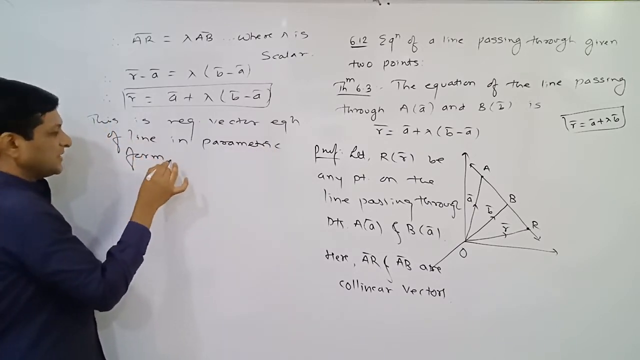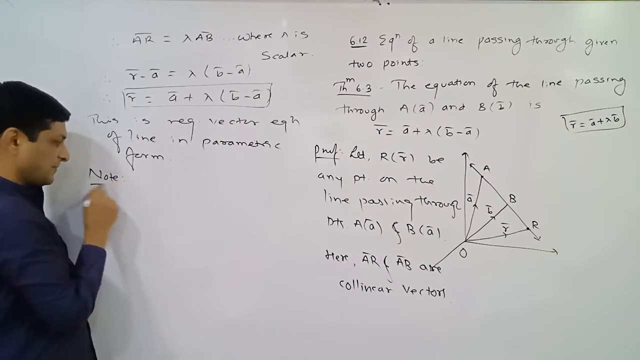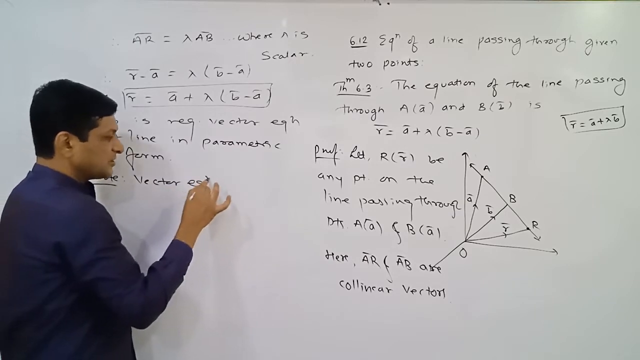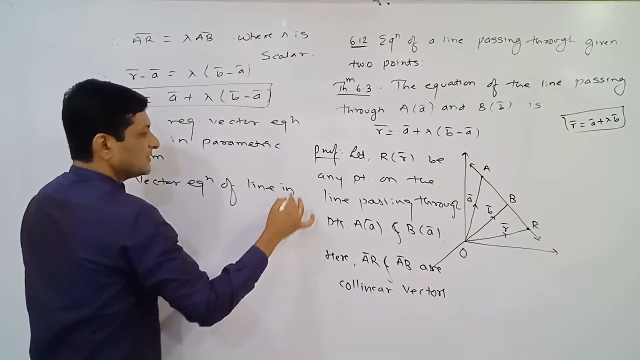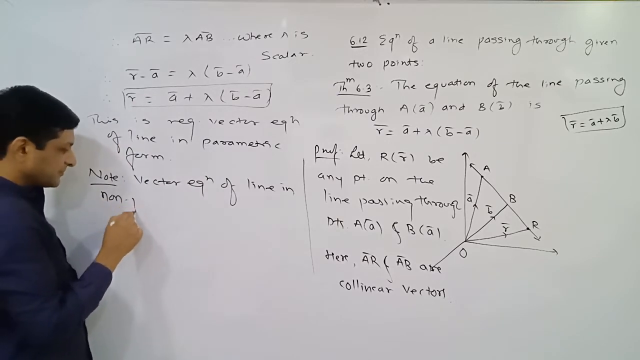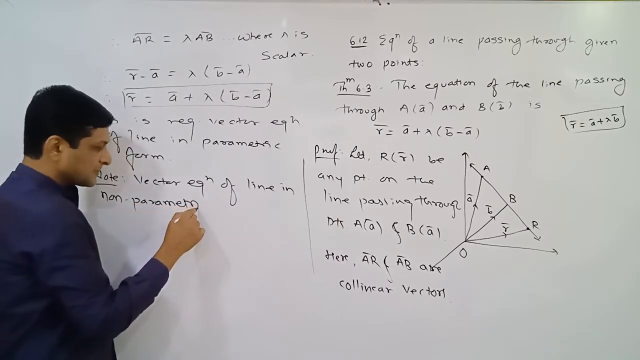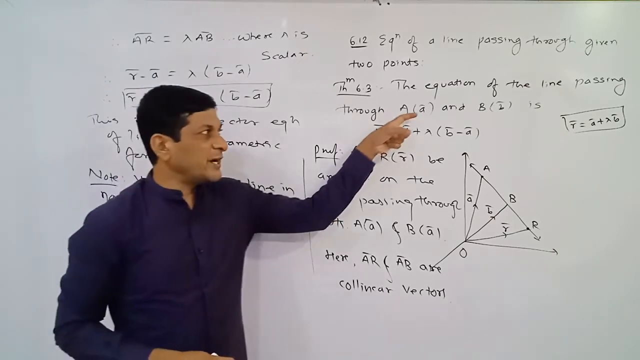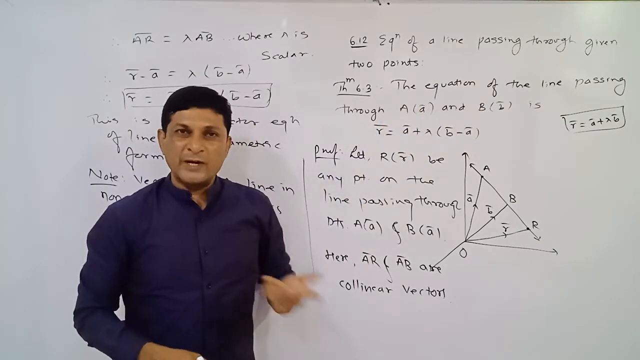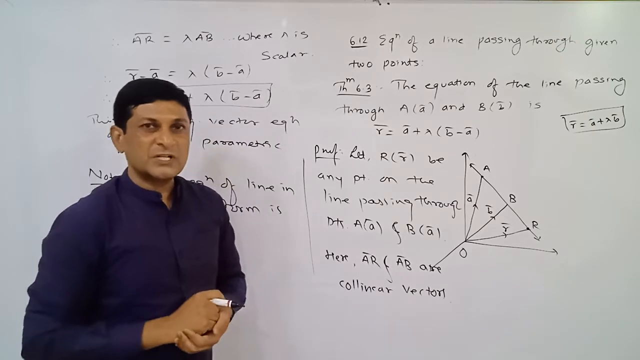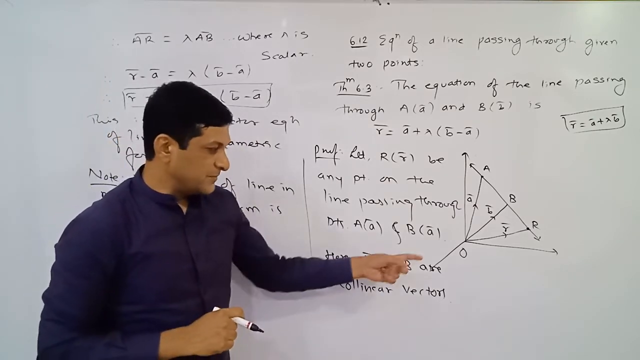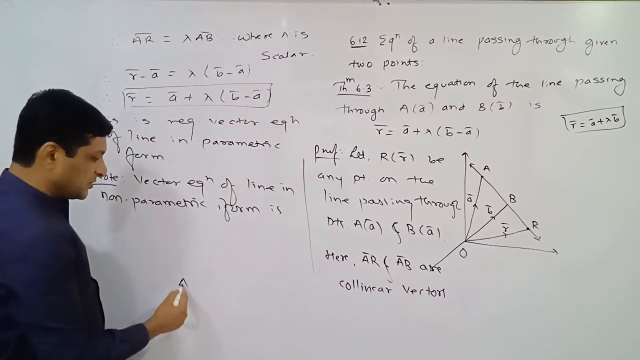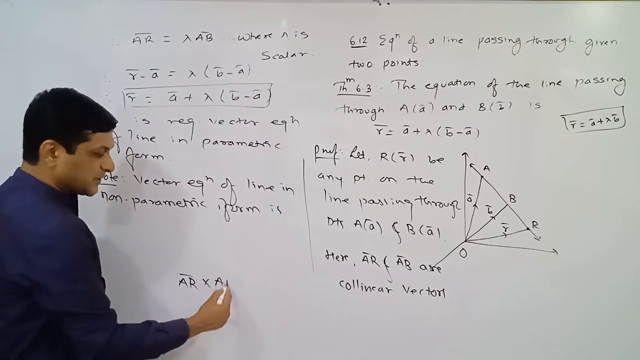Now we are trying to convert the same result into non-parametric form. So the vector equation of the line in non-parametric form is as follows. The line passes through 2 points A and B, so 2 points on the line are given to us. Already we have seen that these two vectors are collinear. What is another condition for vectors to be collinear? We know that if two vectors are collinear, their cross product equals 0.